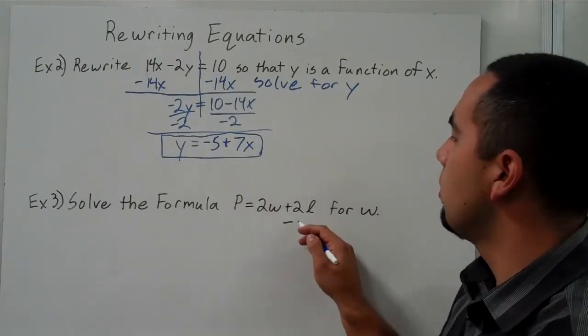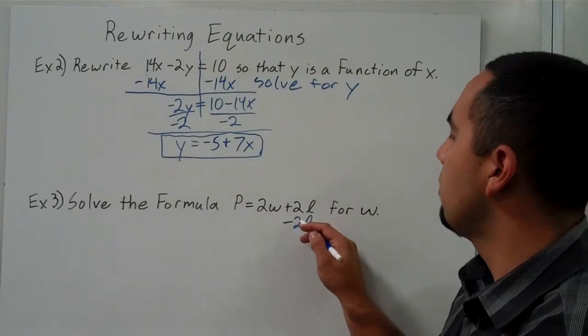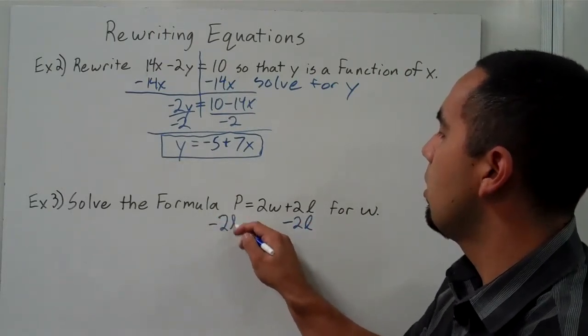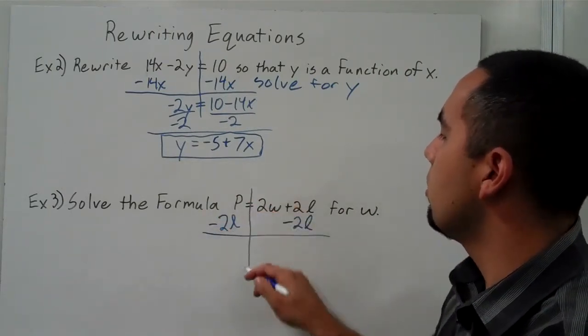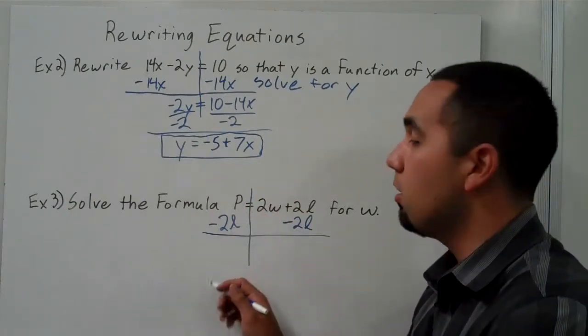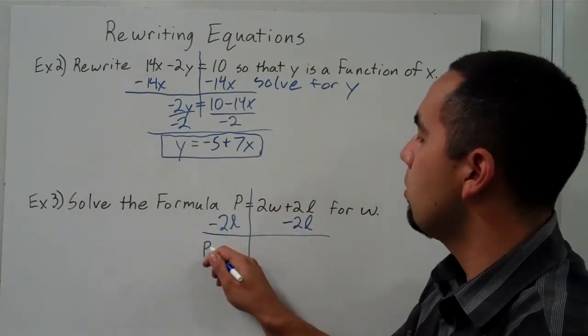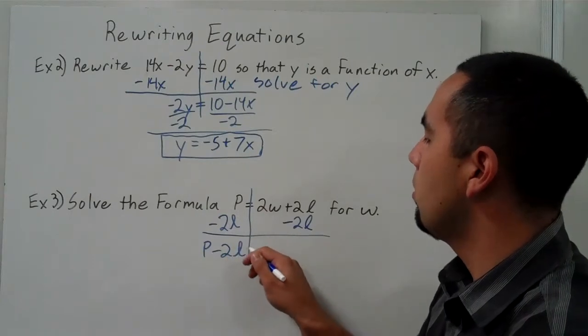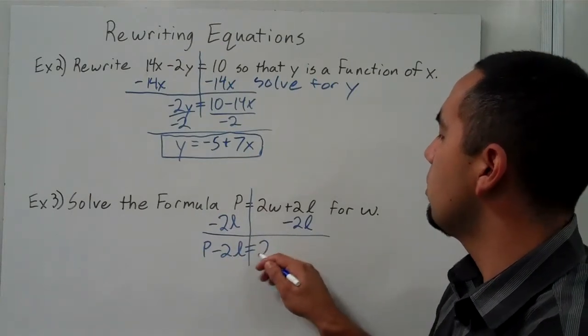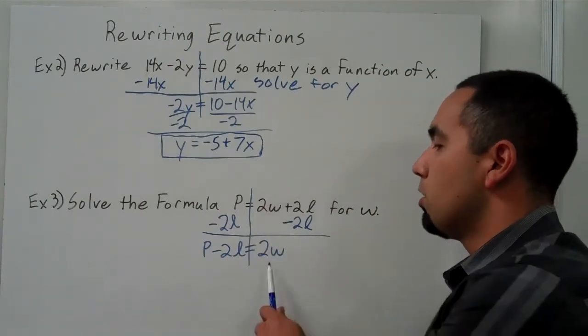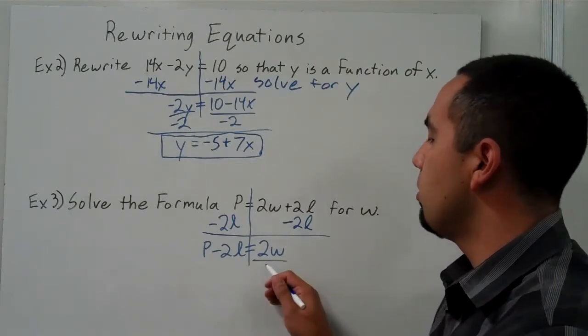We're going to subtract 2l from both sides. Again, these are not like terms, so I cannot do anything there. I'm just going to put them next to each other. P minus 2l, and that equals 2w. Divide by 2, and I'll get w by itself.